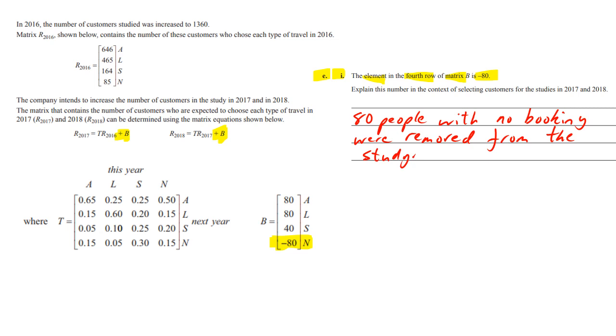And that's what people often wrote. A common but unacceptable answer written here is that 80 people chose not to travel. It's no booking, and minus means you're removing things. In the other things I've said, like buying or selling, remember, if you're selling the fish, you're getting rid of them. You don't have them anymore if you sold them. But in this case, we're not selling people. We're just removing them from the study.